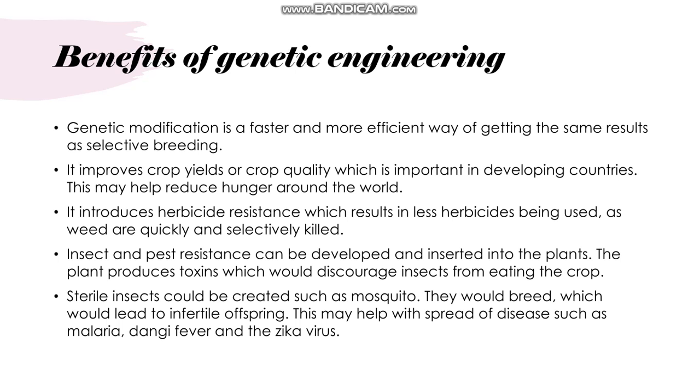So, benefits of genetic engineering. Genetic modification is a faster and more efficient way of getting the same results as selective breeding. It improves crop yields and crop quality, which is important in developing countries. This may help reduce hunger around the world. It introduces herbicide resistance, which results in less herbicide being used as weeds are quickly and selectively killed. Insect and pest resistance can be developed and inserted into the plants. The plant produces toxins which could discourage insects from eating the crop.